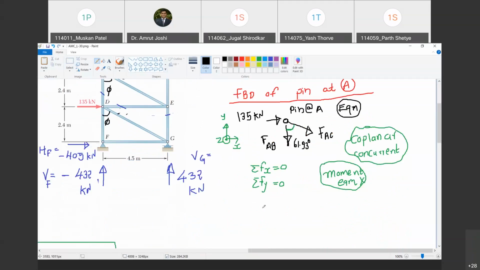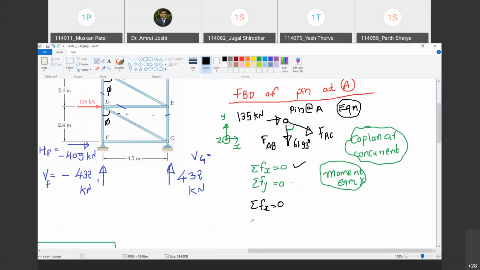Okay. So now let us apply summation fx and summation fy equal to 0. Now tell me, which equation should I apply first? Summation fx equal to 0 or summation fy equal to 0? Summation fx equal to 0. Why? Because if I apply summation fy equal to 0, you have FAB and vertical component of FAC. Do you agree with me? Yes, sir. So that equation would involve two unknowns. So therefore, it is wise to use summation fx equal to 0 first. So let me use that. Summation fx equal to 0. What does that give me?